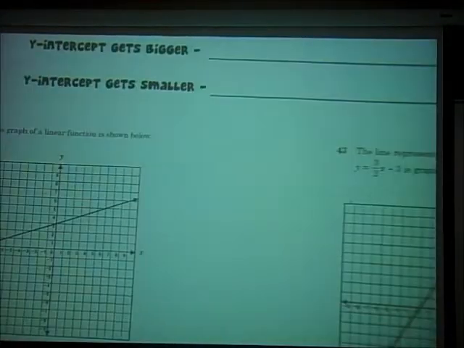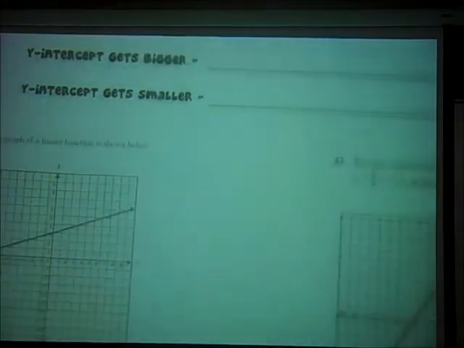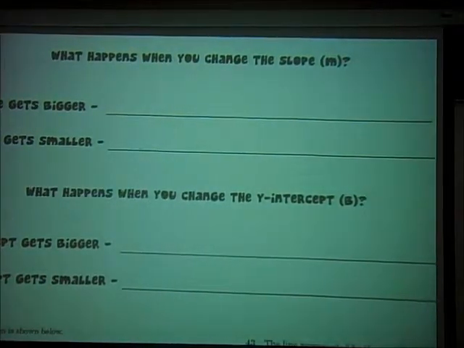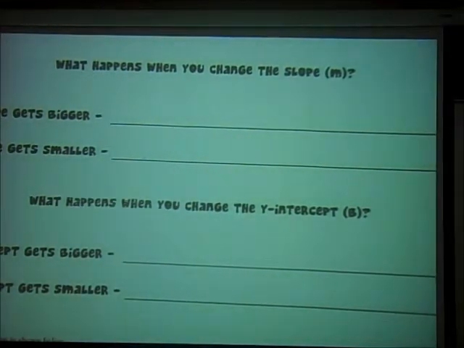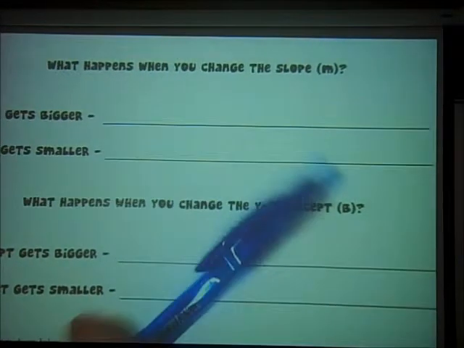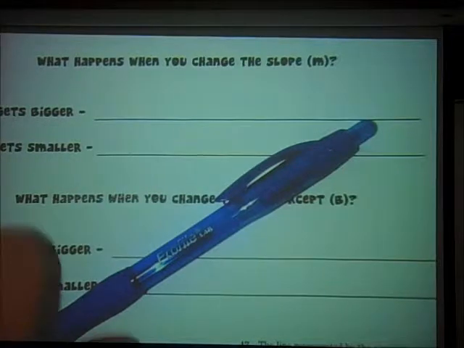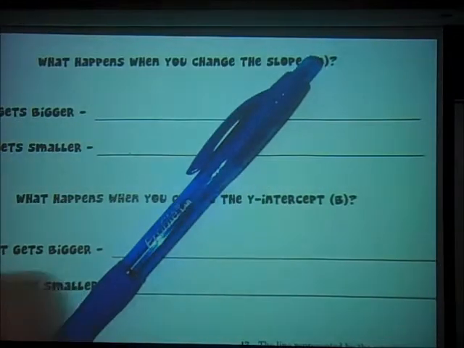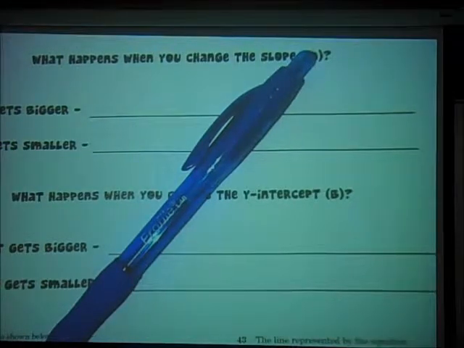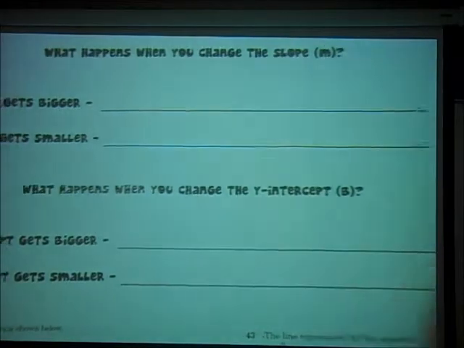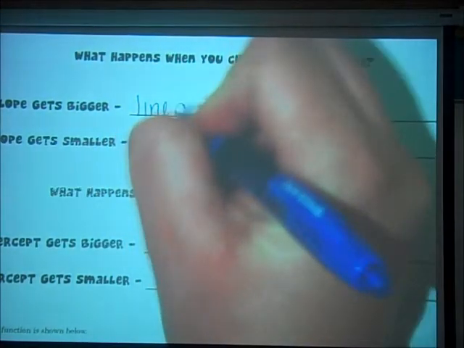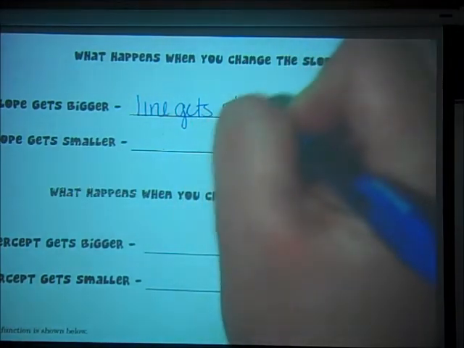Okay. Next page, what happens when you change the slope? Something you're going to have to do on the test is you're going to have at least one problem where it talks about the effects on the graph once you change the slope. So when our slope gets bigger, you can imagine that this blue pen represents a line that has a slope. Any slope, doesn't matter, it's positive. If my slope gets bigger, then my line gets bigger as well, and actually, the line gets steeper. So the slope gets bigger, the line gets steeper.